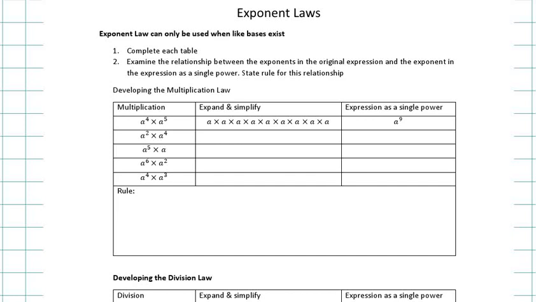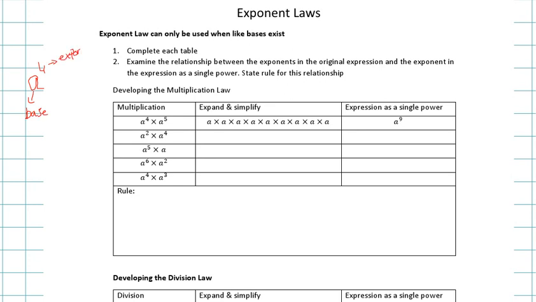Okay? So the first law, we're going to explore it first. We're going to see what's happening before we come up with a law. So if you're looking at a to the power of 4 times a to the power of 5. Remember that in order for an exponent law to work, you must have the same base. When I'm talking about a to the power of 4, for example, the base is a, and the exponent is 4.